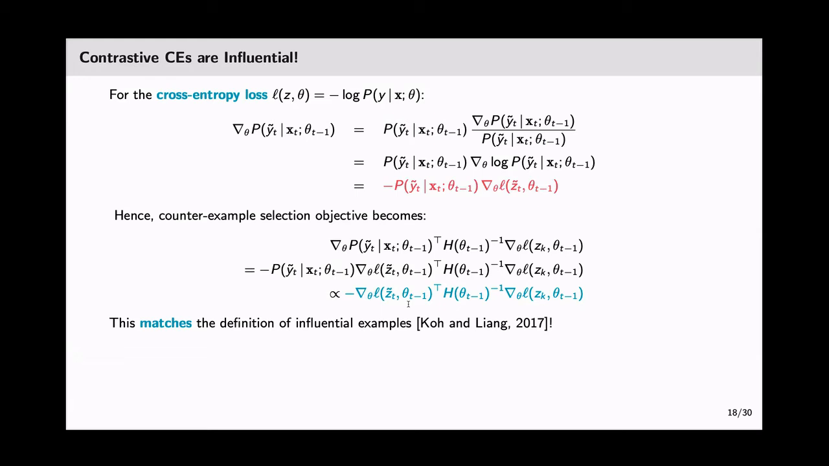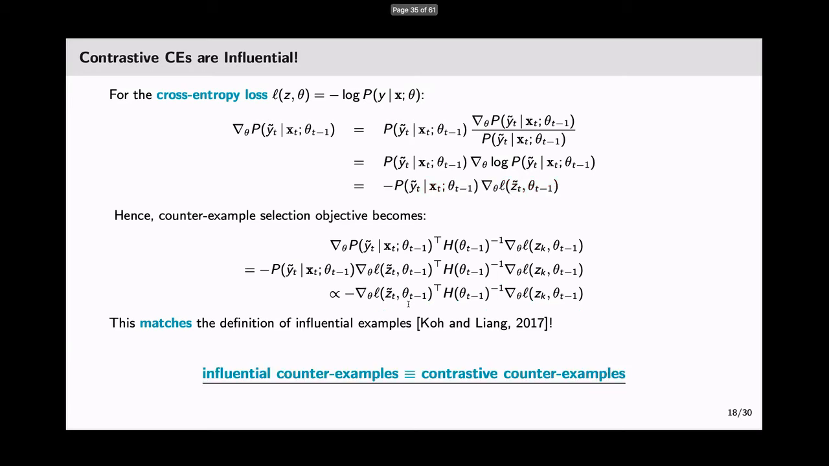So what does it mean? This means that if we select contrastive counterexamples, these examples are also highly influential. So by reusing the same counterexample selection objective that we use for finding contrastive counterexamples, we can find examples that are also influential, and vice versa.